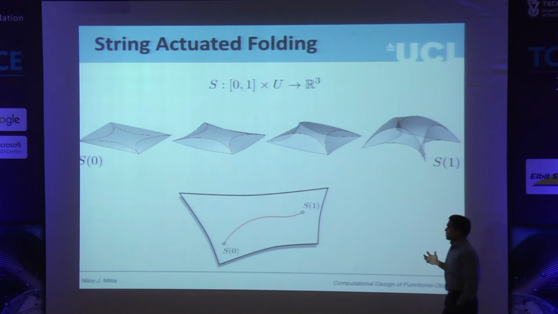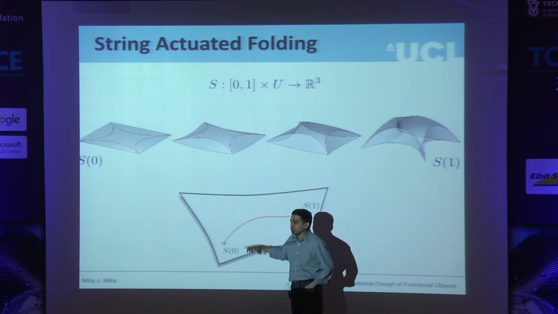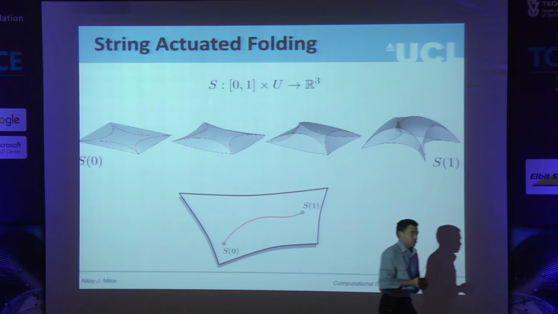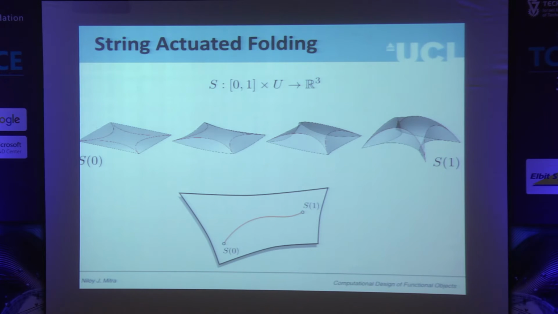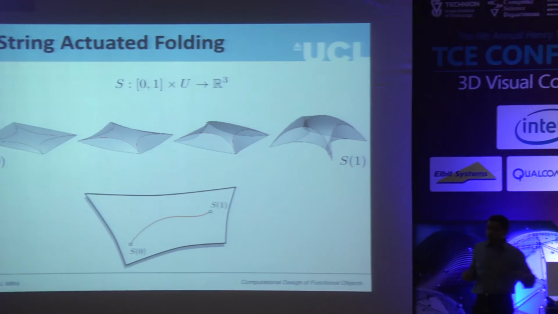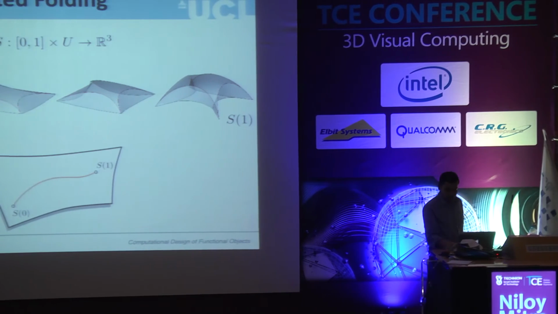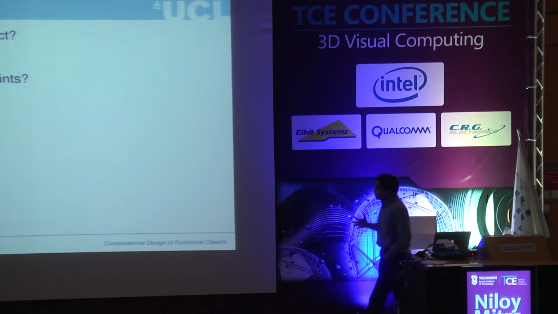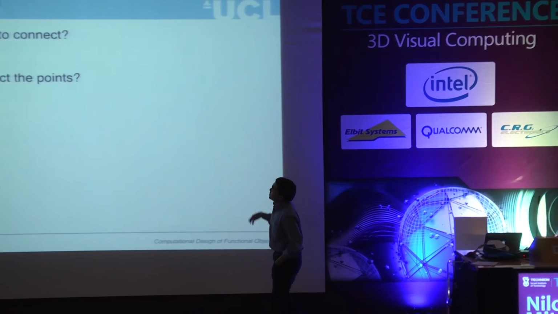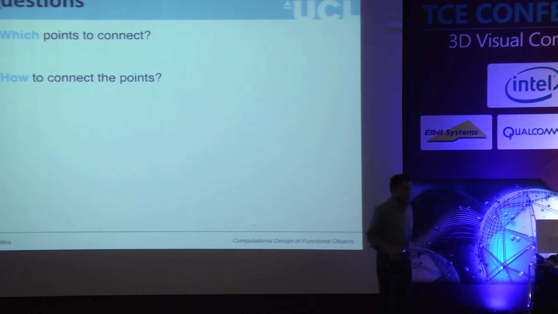And now the goal is, can we approximate this path with something that is simple to use? And if you noted how I folded it, I have a series of strings that are attached to it that allow it to fold. And now the folding amounts to just pulling at this one point. Okay? So the problem is quite simple, at least apparently simple. Which are the points to connect and how to connect?